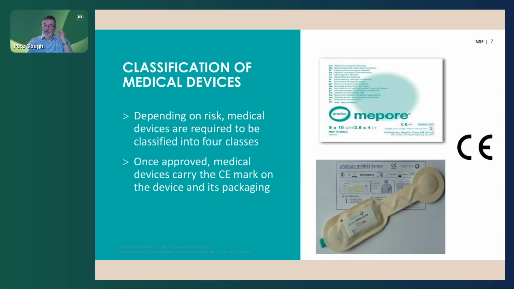So let's look at medical devices first. Depending on the risk, medical devices are required to be classified into several classes, 4 classes, rather bizarrely labeled 1 to 3, but class 2 is subdivided. Once approved, a medical device has to carry what's called a CE mark on the device, unless the device is not possible, and on its packaging.